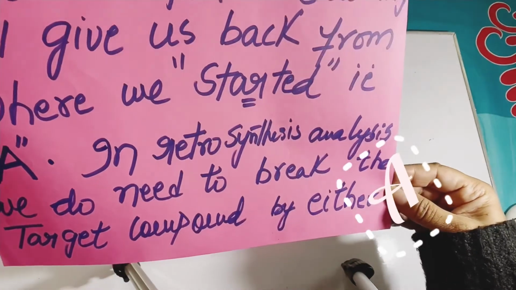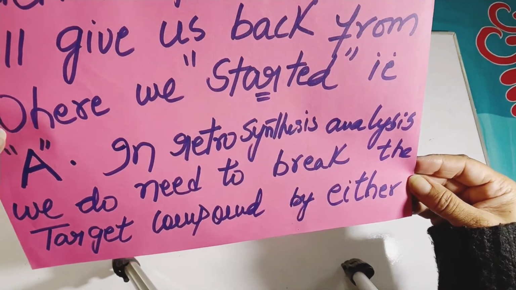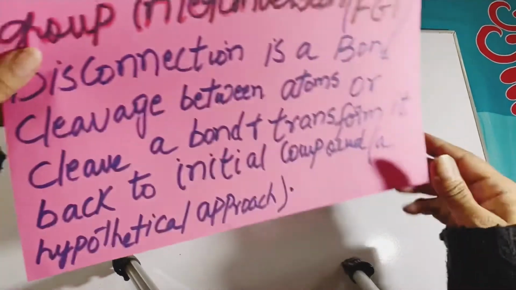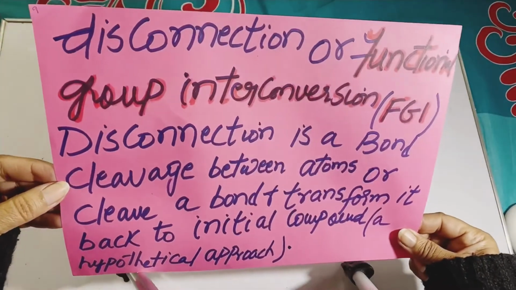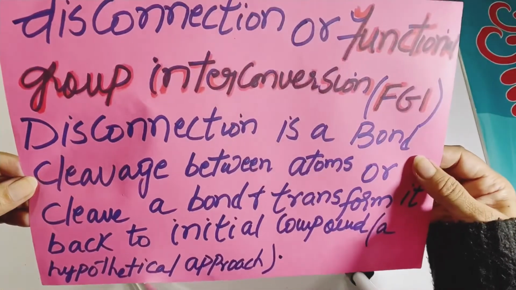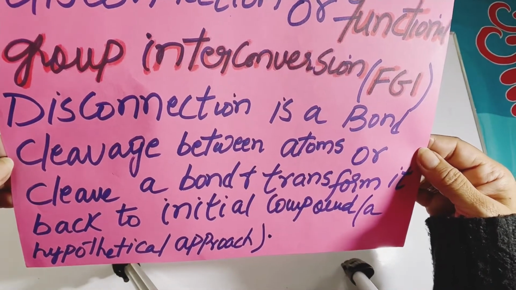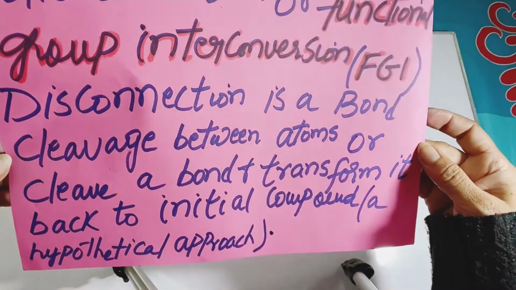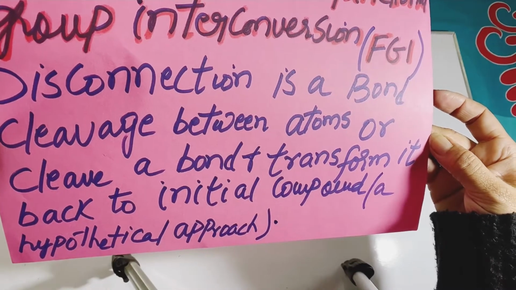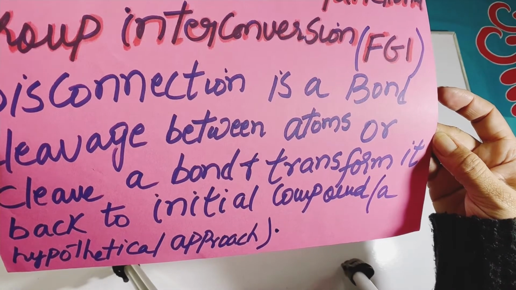So, in retrosynthetic analysis, we need to break the target compound by two different types. That is either by a disconnection or functional group interconversion, which is denoted by FGI. Now, what is disconnection? Disconnection is a bond cleavage between atoms, or simply cleaving a bond and transforming it back to the initial compound. And it is a hypothetical approach. It's not something real. It's something imaginary.